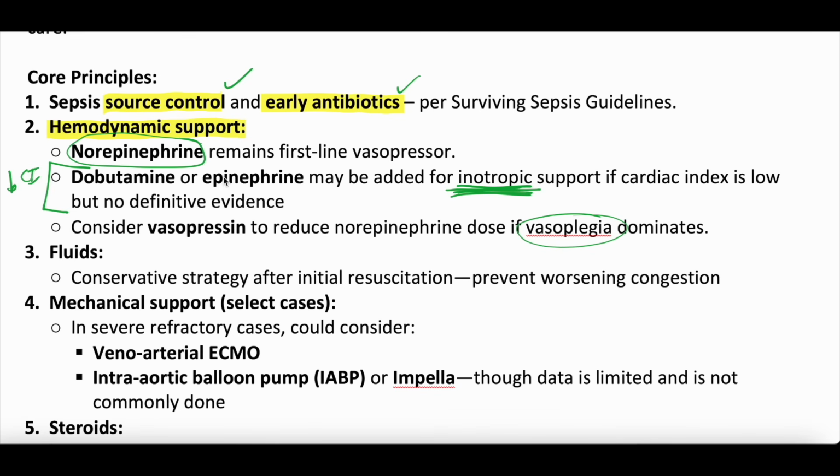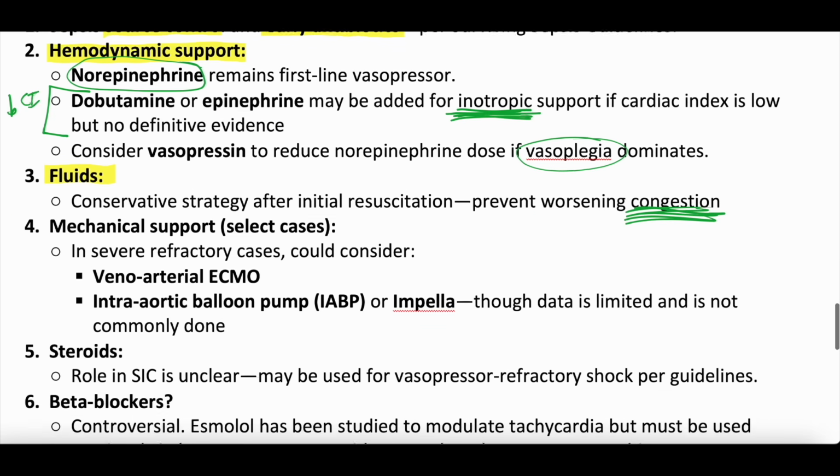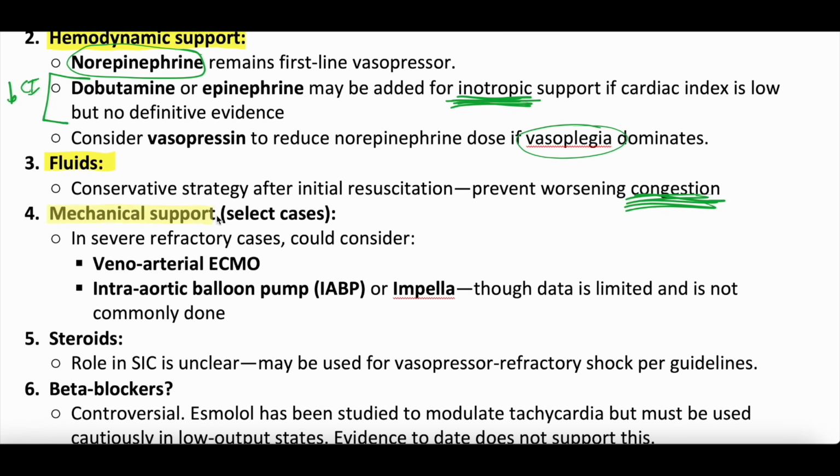Fluids. After adequate fluid resuscitation, you don't want to keep giving these patients tons of fluids. That will cause congestion, and that will cause greater hypoperfusion. So just throwing additional fluids at these patients can be really detrimental, so be very, very careful. And then this is not something commonly done, but these patients can, in select cases, be candidates for mechanical circulatory support, MCS. Again, we've talked on this channel about ECMO, we've talked about intra-aortic balloon pumps, and all that kind of stuff.